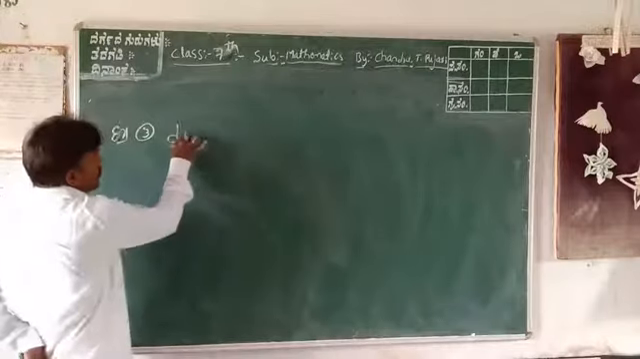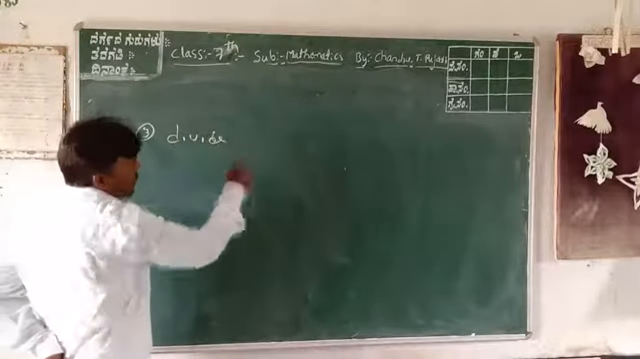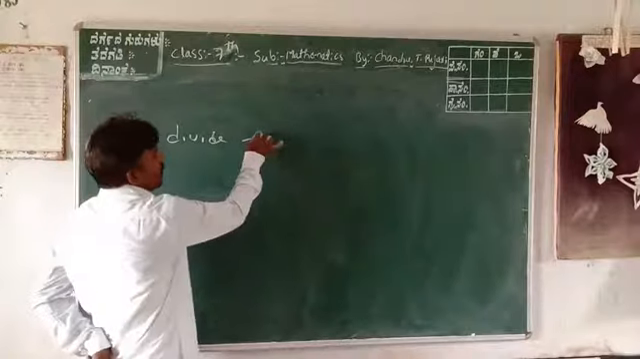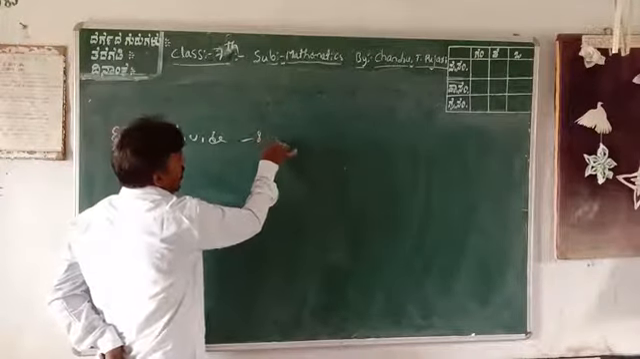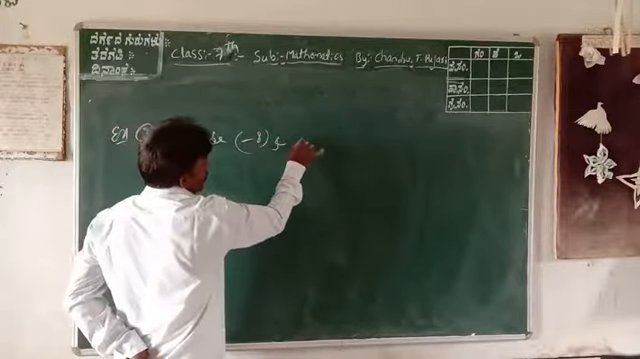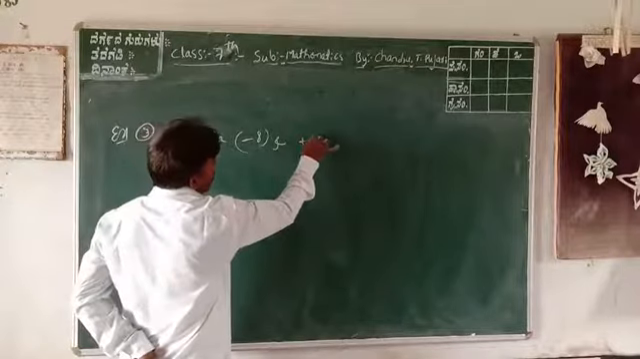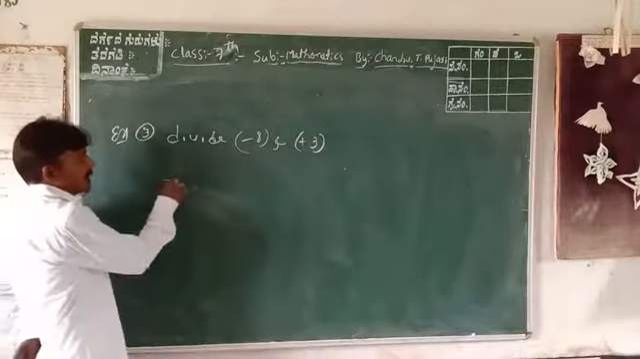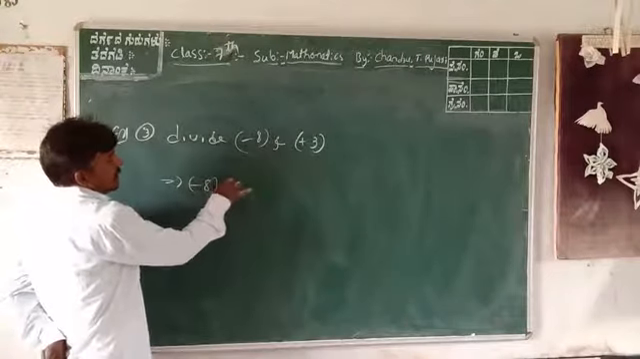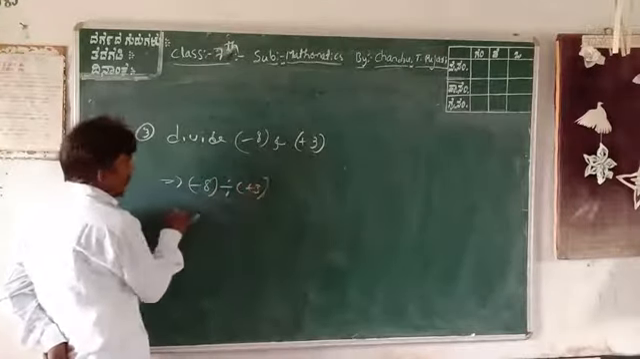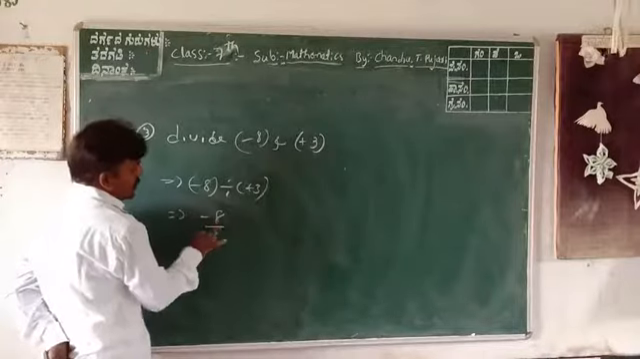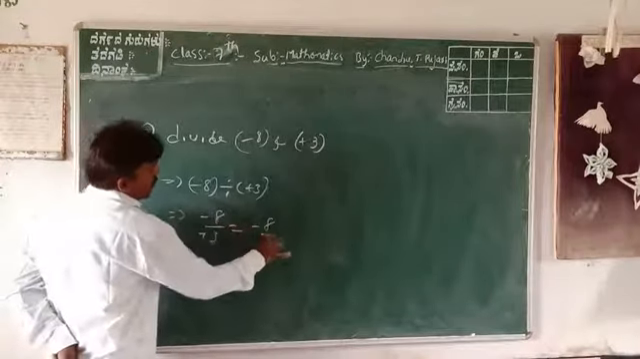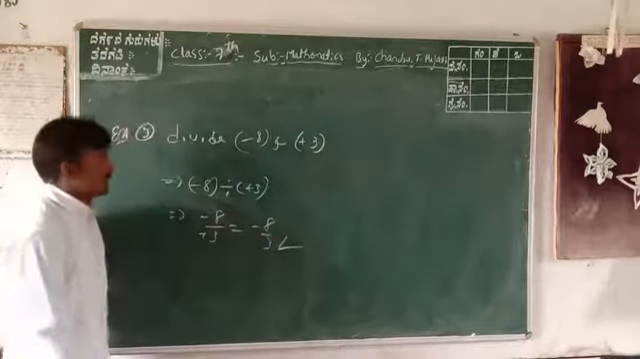Divide minus 8 and plus 3. Divide. Therefore, minus 8 divided by plus 3 is equal to minus 8 by 3. This is your answer, the dividing method.